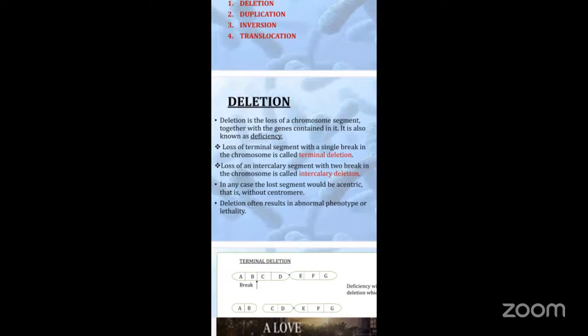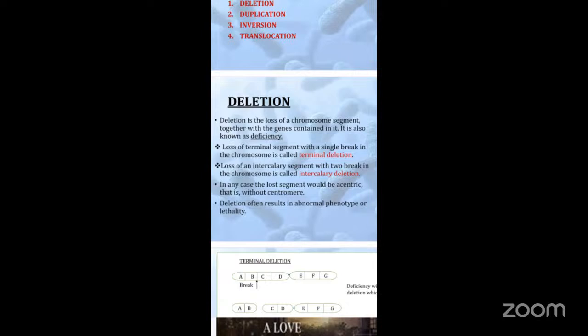Loss of the terminal segment with a single break in the chromosome is also called terminal deletion, especially related to the end position. Loss of an intercalary segment with two breaks in the chromosome is called intercalary deletion. In any case of the loss, the segment would be acentric, that is, without a centromere.